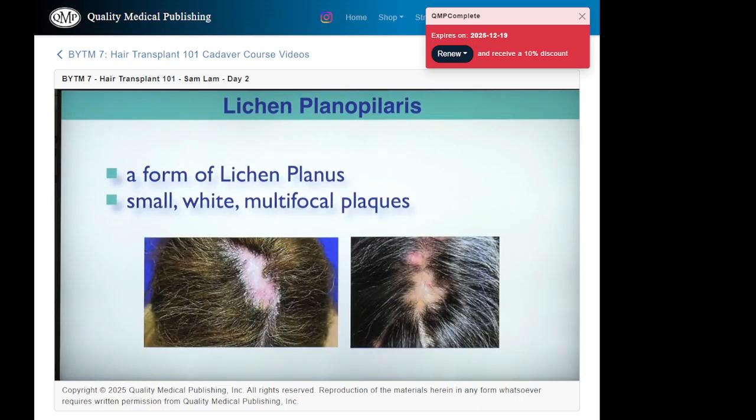Lichen planopilaris, or LPP, I transplanted this successfully, but again, this could reactivate. It's basically a form of lichen planus, and they're basically white, small, multifocal plaques. And these are all things that need to be under the care of a dermatologist sooner than later. Don't sit on these kinds of things.